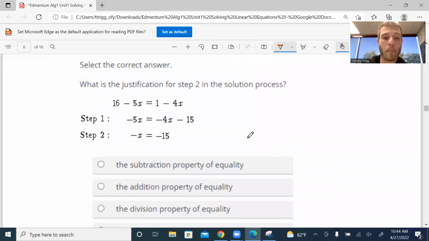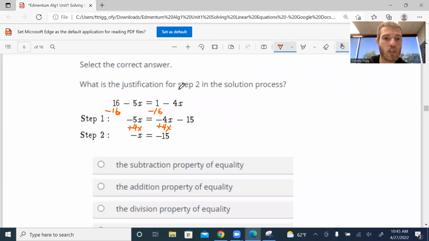Okay, last one from the practice. Here we have 16 minus 5x equals 1 minus 4x. Here it looks like they maybe subtracted 16 on both sides of the equation. Looks like they did that first. I wouldn't recommend doing that first. I would usually recommend moving all my x's together first, but this is valid. They're allowed to do that. Then they added 4x here and added 4x here. So here they moved the variable second.